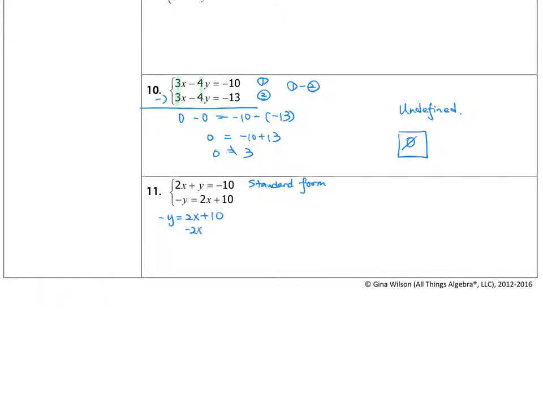So what I'm going to do is I want to have all the x's on one side. So I'm going to subtract 2x on both sides. I end up with negative 2x minus y equals 10. Now I'm going to put this back together. I'll change my color. So if I call this first equation, 2x plus y equals negative 10, I'm just going to copy it down. And then I have the second equation. It's exactly the same thing, I just rewrote it. This is the first equation, and this is the second equation.